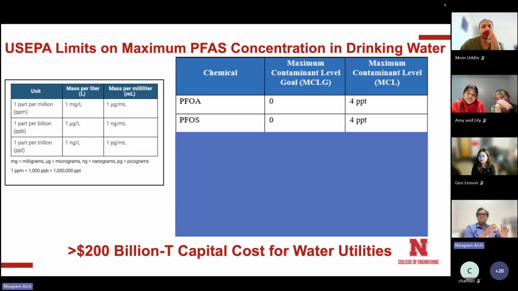Okay, so coming back to PFAS. Now, how do we solve this? In 2024, when this regulation came, one of the important things is that drinking water treatment plants are not really equipped to take out PFAS. So now you have to design new treatment processes to take out PFAS from water, which will cost approximately $200 billion to $1 trillion in capital cost for water utilities in the US.